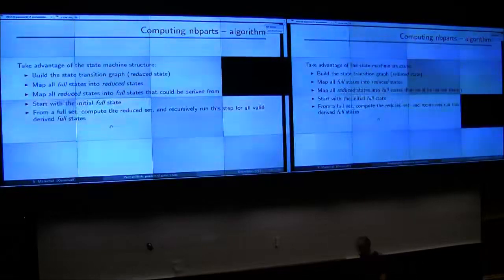What we are going to do is to realize that this can be modeled as a state machine, and so we will take advantage of the graph structure and exploit collisions in the nodes.